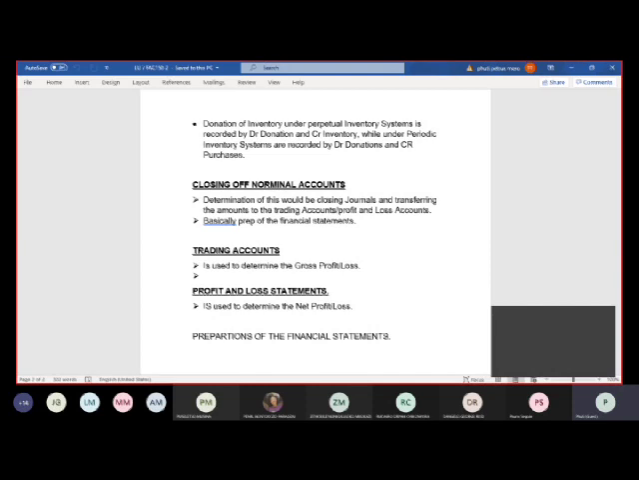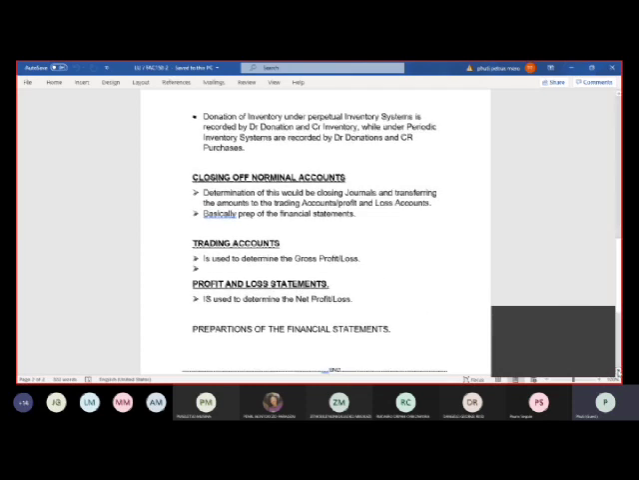The trading account is used to determine the gross profit or loss. The profit or loss statement is used to determine the net profit or net loss. And afterwards, you remember when we were doing learning unit 5, I think, dealing with the accounting cycle, where the transaction starts, the process goes up until the preparation of the financial statements, then somebody will come and analyze, and the management will make decisions. This is where we are now. We are at the point where we have to prepare the financial statements. And we'll see more and more on this in the notes.